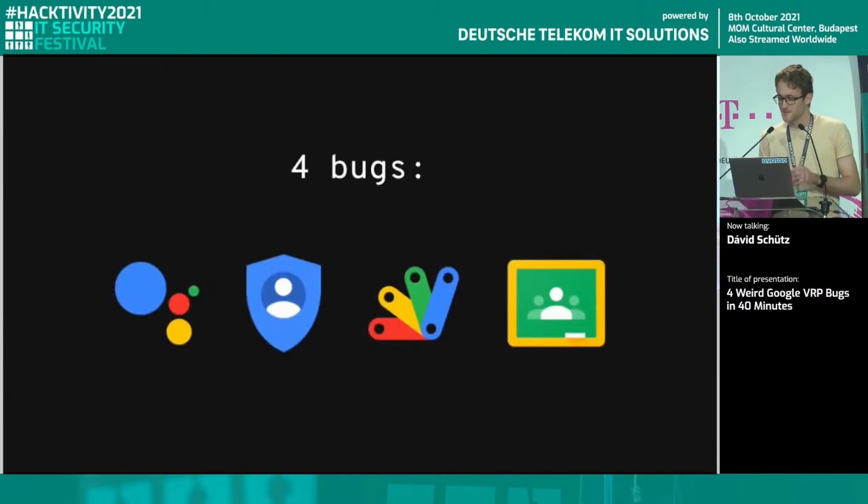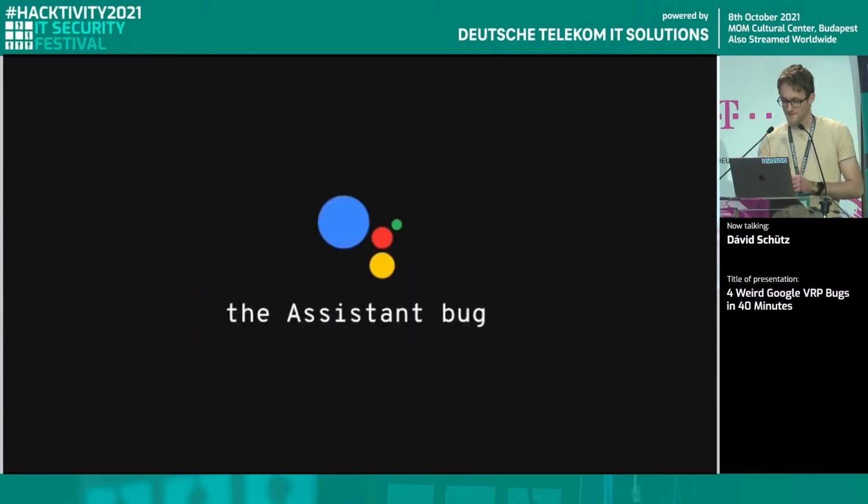We are going to look at 4 bugs today from 4 different Google products. The first will be Google Assistant, then Sign in with Google, then Google Apps Script, and finally Google Classroom. Let's start with the first one, the Google Assistant bug. What is the product? It's Google's competitive product to Apple's Siri and Amazon's Alexa. It's a mainly voice-based personal assistant you can talk to.